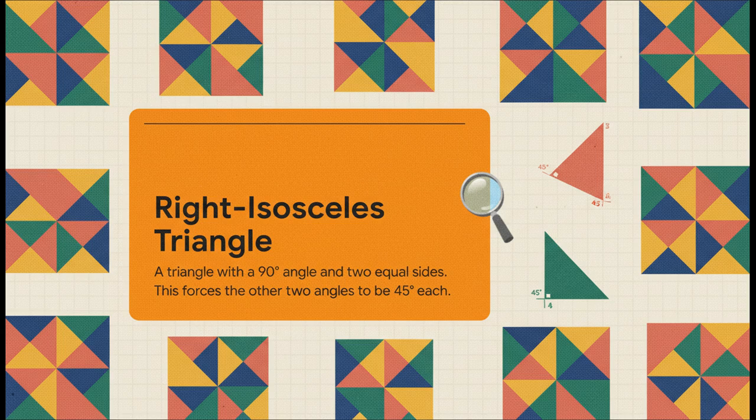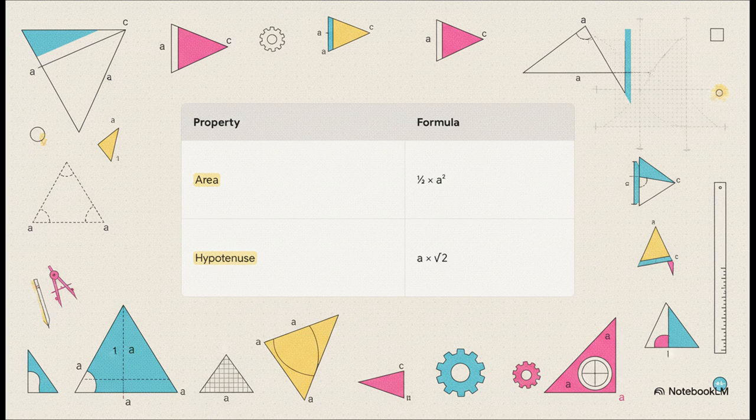It inherits that 90-degree angle from one parent and the two equal sides from the other. And that unique combination forces the other two angles to be a perfect 45 degrees each. It's a really elegant and efficient shape that, I promise, you'll now start spotting everywhere, especially in things like tiling and roof construction.